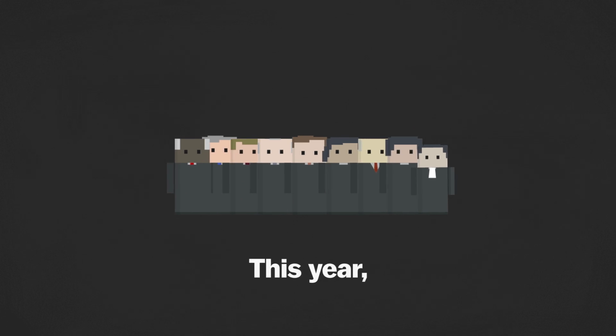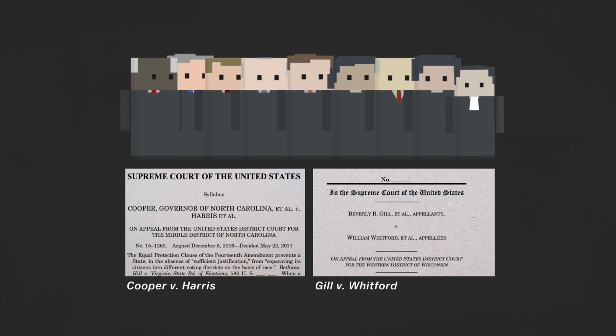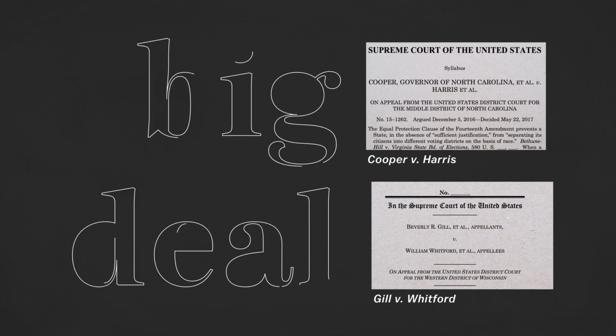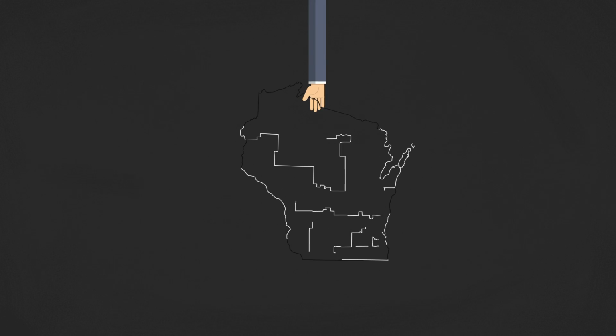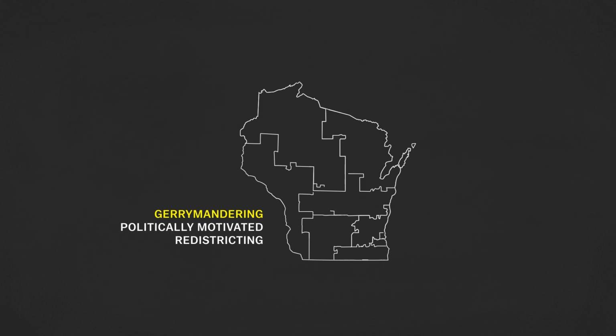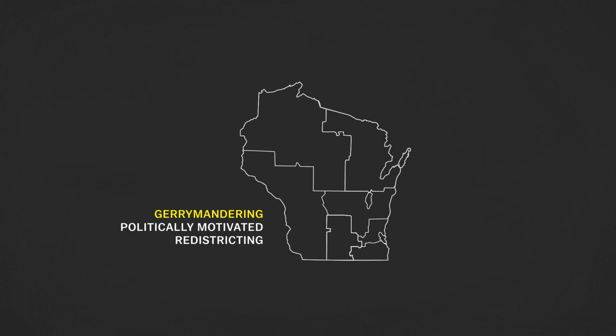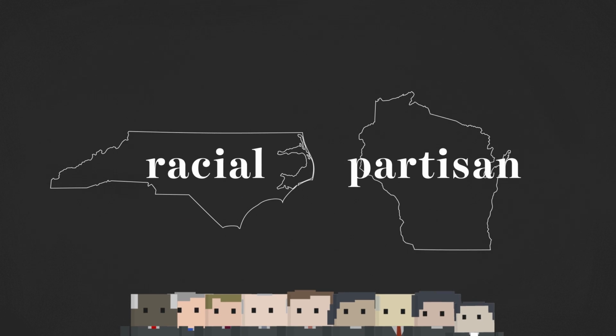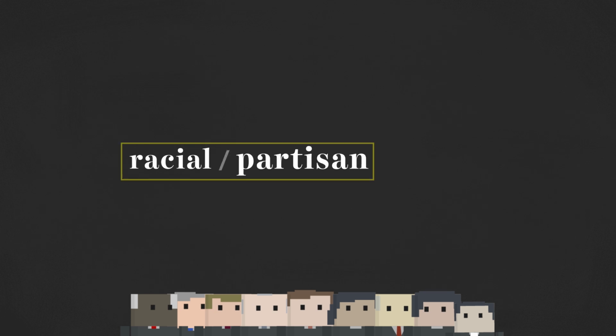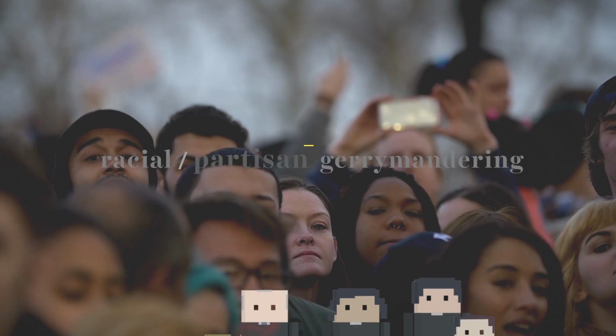So this year, the United States Supreme Court agreed to hear two cases to address how electoral districts are drawn. Both of these cases are a big deal, but for different reasons. Each case is about gerrymandering, which is the practice of drawing district lines with the purpose of influencing an election. But one case deals with racial bias, and the other with partisan bias. So, what's the difference?